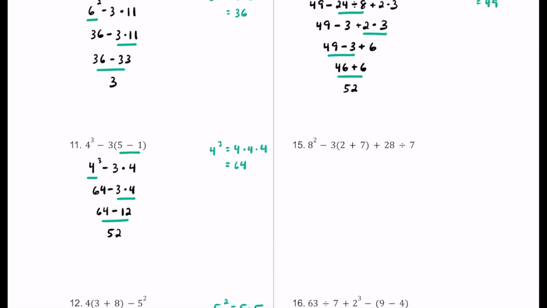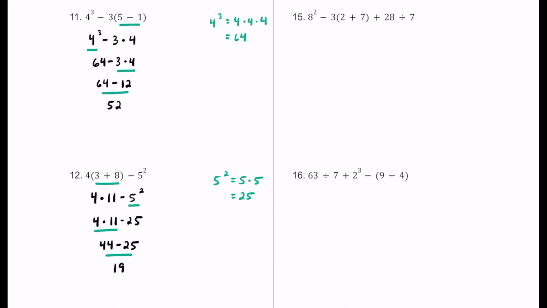For number 15, let's see, we do have grouping symbols, so let's start there. Let's start with this 2 plus 7. So 2 plus 7 is equal to 9, right? So let's do 8 squared minus, it's going to be 3 times whatever that is. So it's 3 times this 9 plus the 28 divided by 7 at the end.